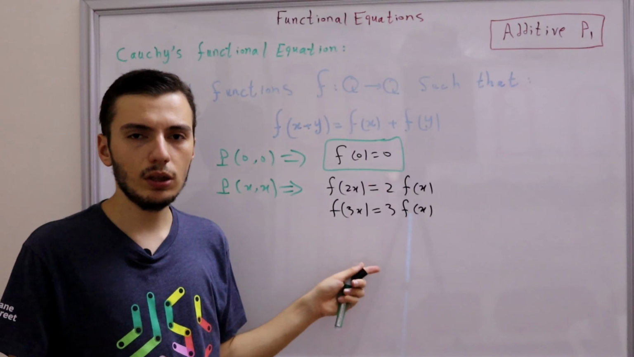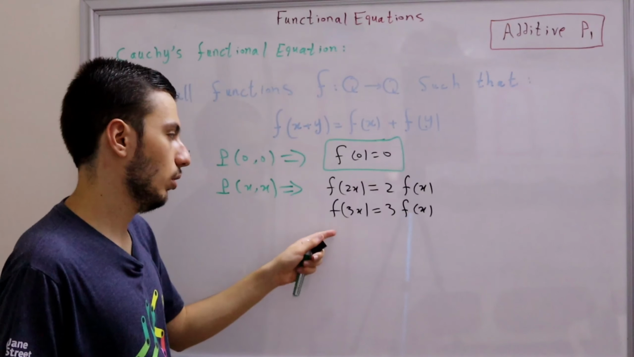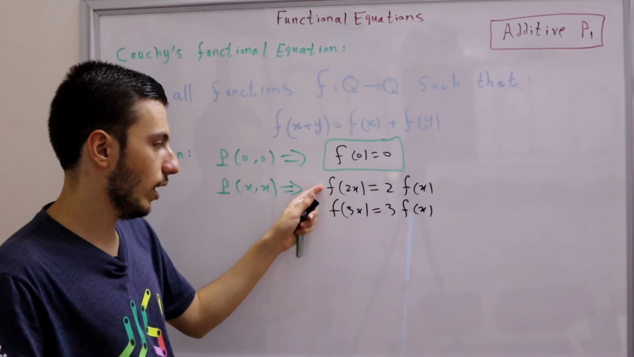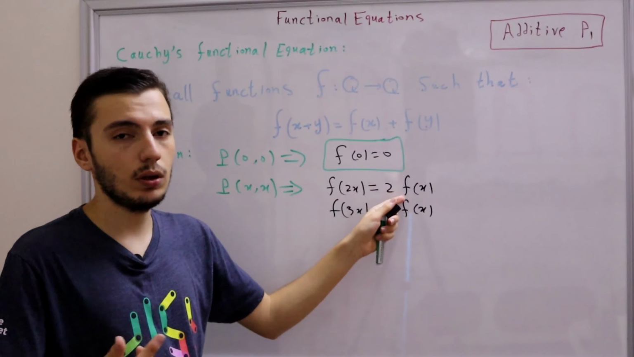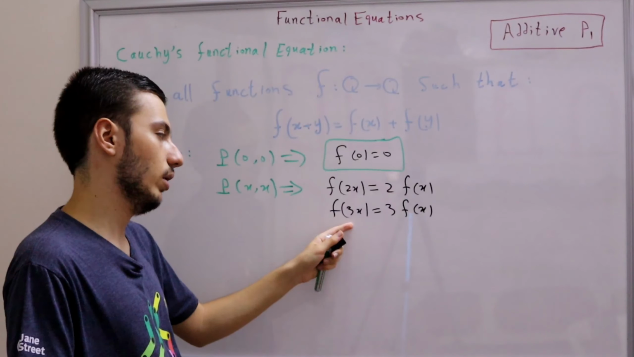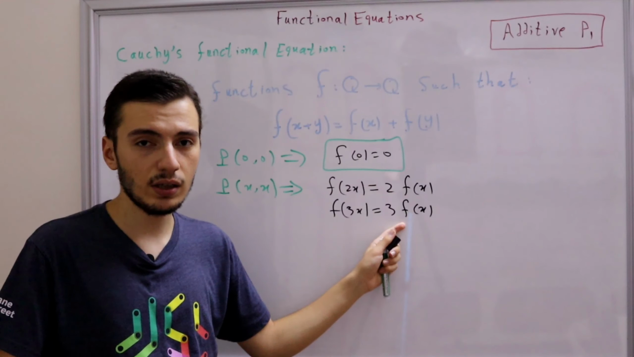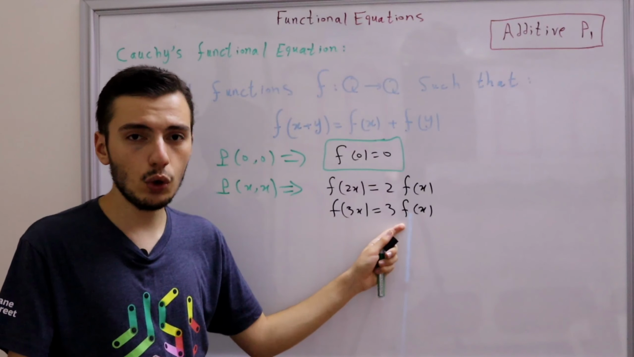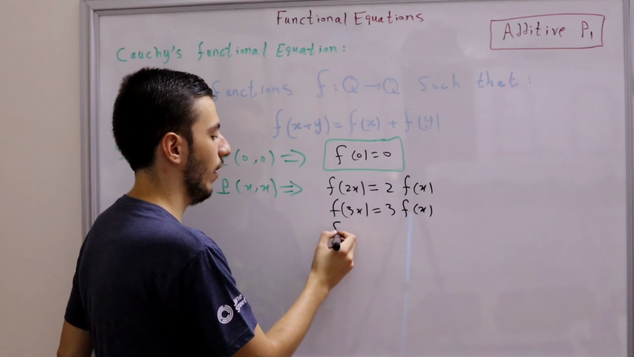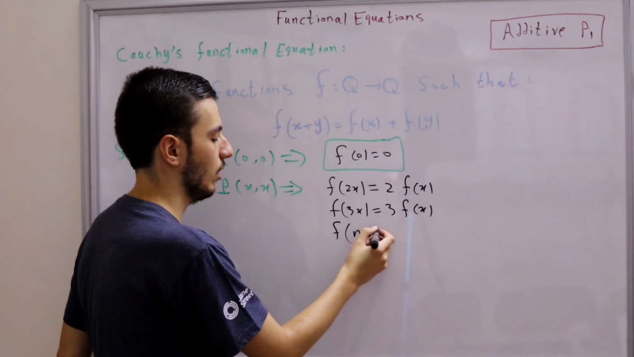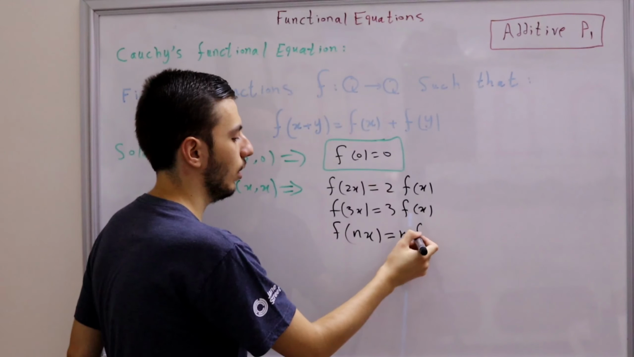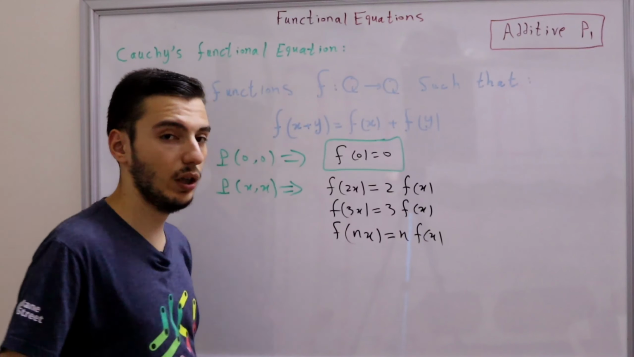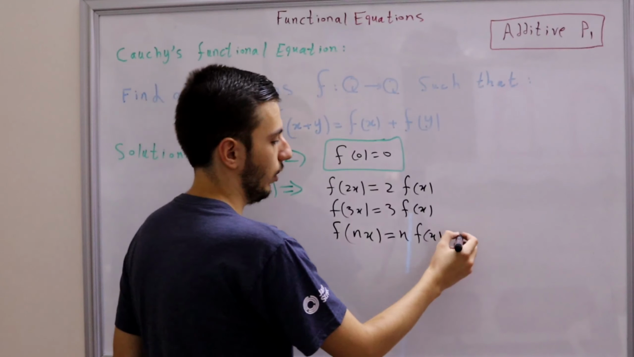And from here you can immediately notice that if we can show that f of 2 times x is equal to 2 times f of x and f of 3x is equal to 3 f of x, then what about the generalization? Can we show that f of n x is equal to n times f of x? Can we show that for natural numbers?